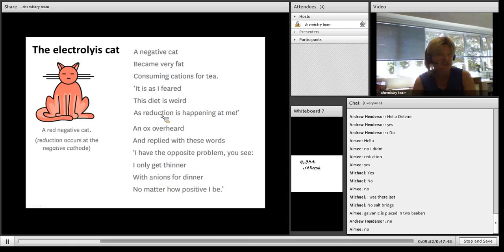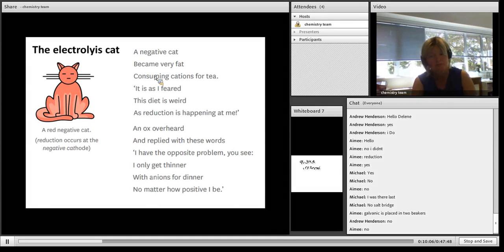Remember, reduction in the English language seems as though it's getting smaller, but of course, in the chemical sense, if cations are depositing on as metal, the electrode is going to get fatter because it's getting more and more atoms being added onto it.